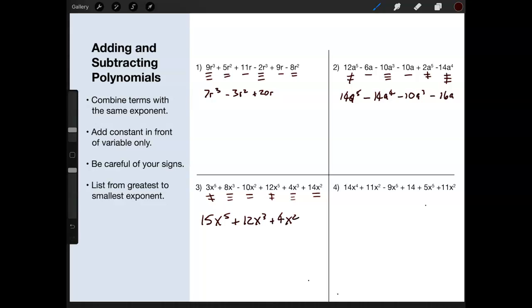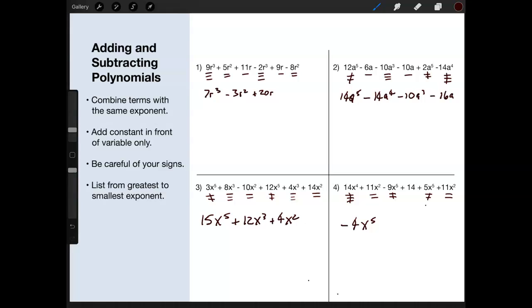Example number 4, we have 14x to the 4th plus 11x squared minus 9x to the 5th plus 14 plus 5x to the 5th plus 11x squared. We'll start with the 5th and the 4th, squared, and we don't put any line under the number that does not have any exponent after it. So we'll start with the 5th, negative 9x to the 5th plus 5x to the 5th, negative 4x to the 5th.